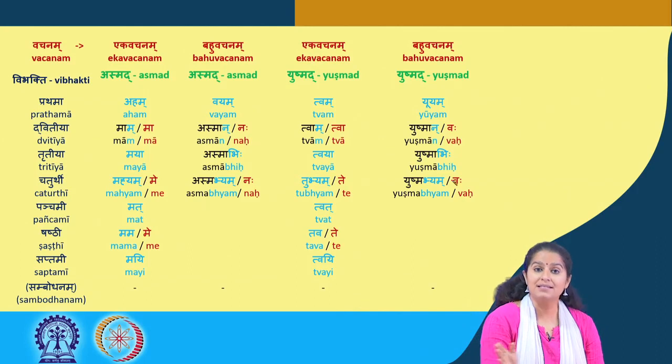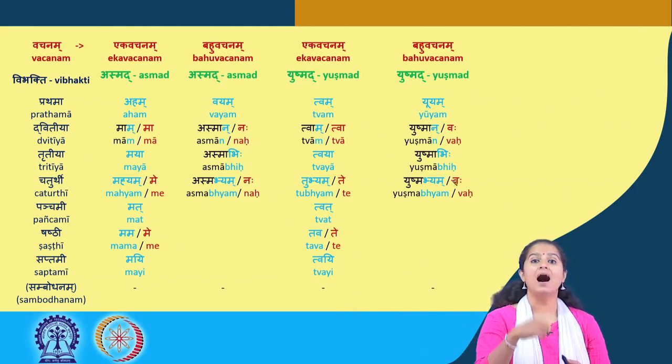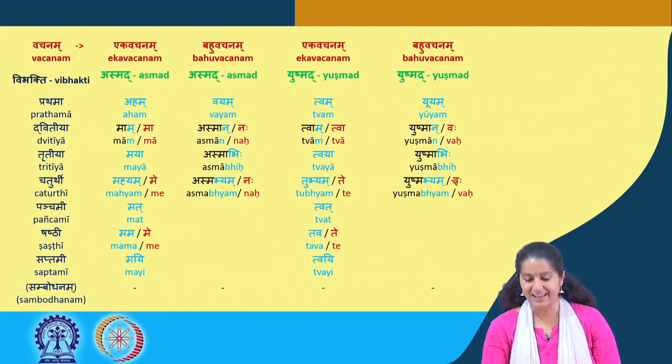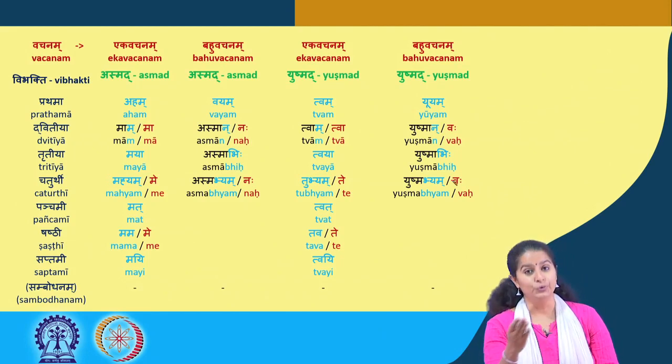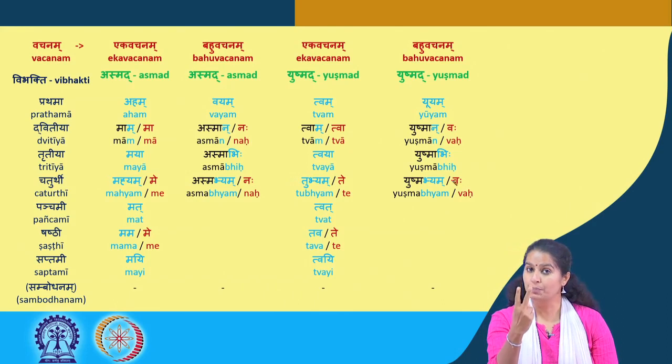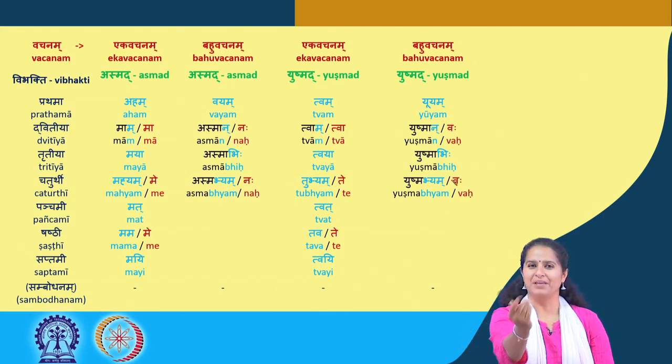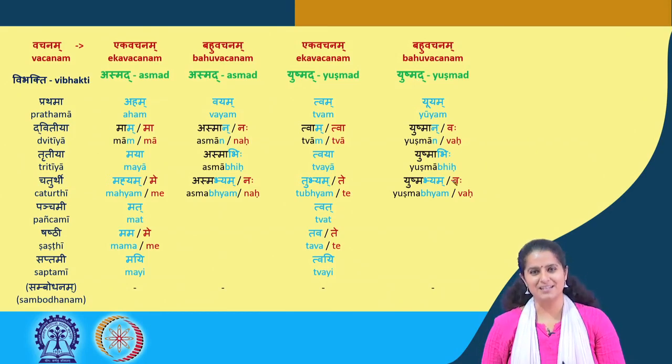So you can just do vayam, asman, asmabhihi, asmabhyam. So here the action has to be reversed a little bit. Okay, for the you, yuyam, yushman, yushmabhihi, yushmabhyam. So learn it up to there. Practice as much as you can.